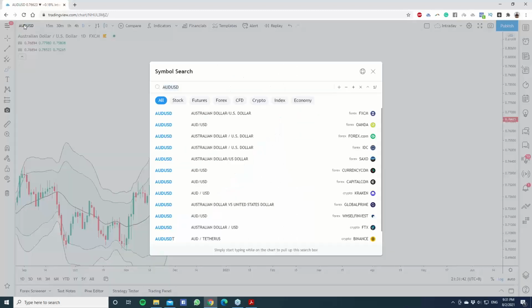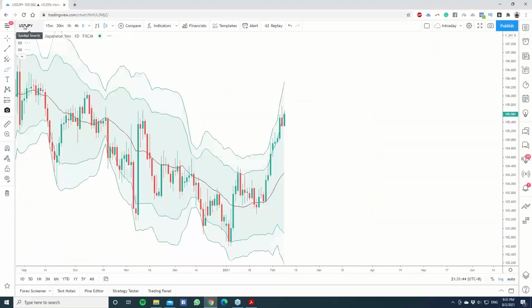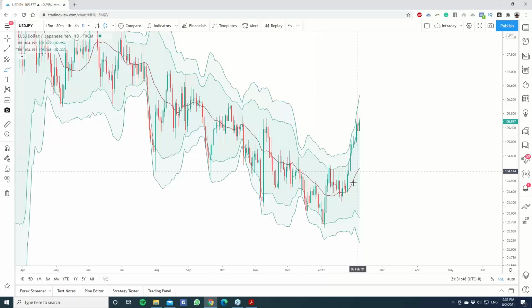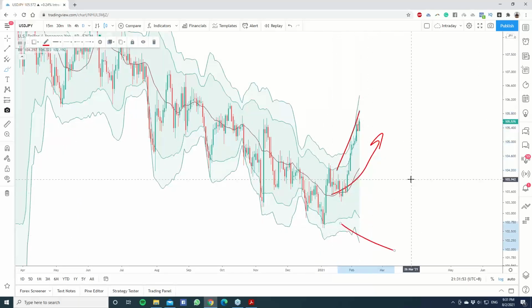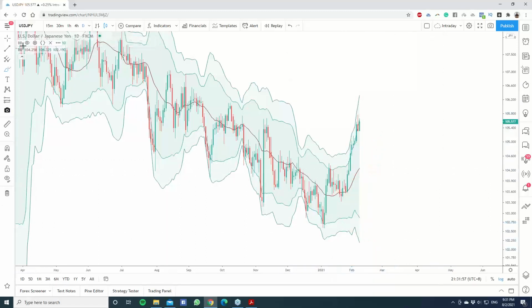Let's take a look at this one. This is more like a move to the upside already. You can see the trend is going up and the Bollinger Band is widening, so you do not want to trade the bounce. Always make sure you are aware of that. As of now, this is trending, so nothing.